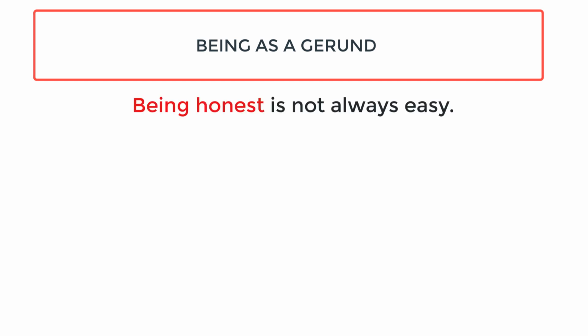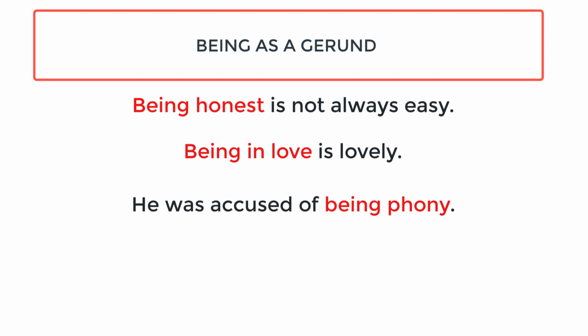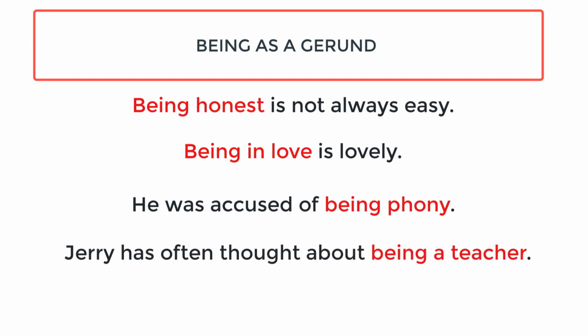You can also find it as a gerund, meaning it's acting as a noun. Being honest is not always easy. Being in love is lovely. He was accused of being phony. Jerry has often thought about being a teacher.